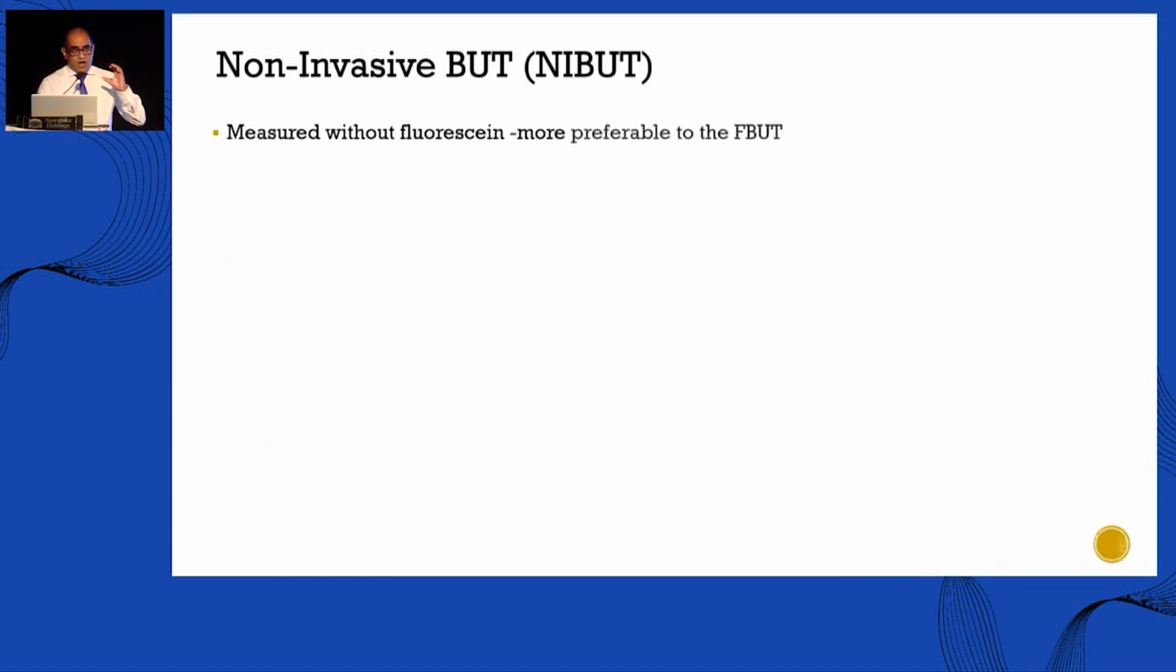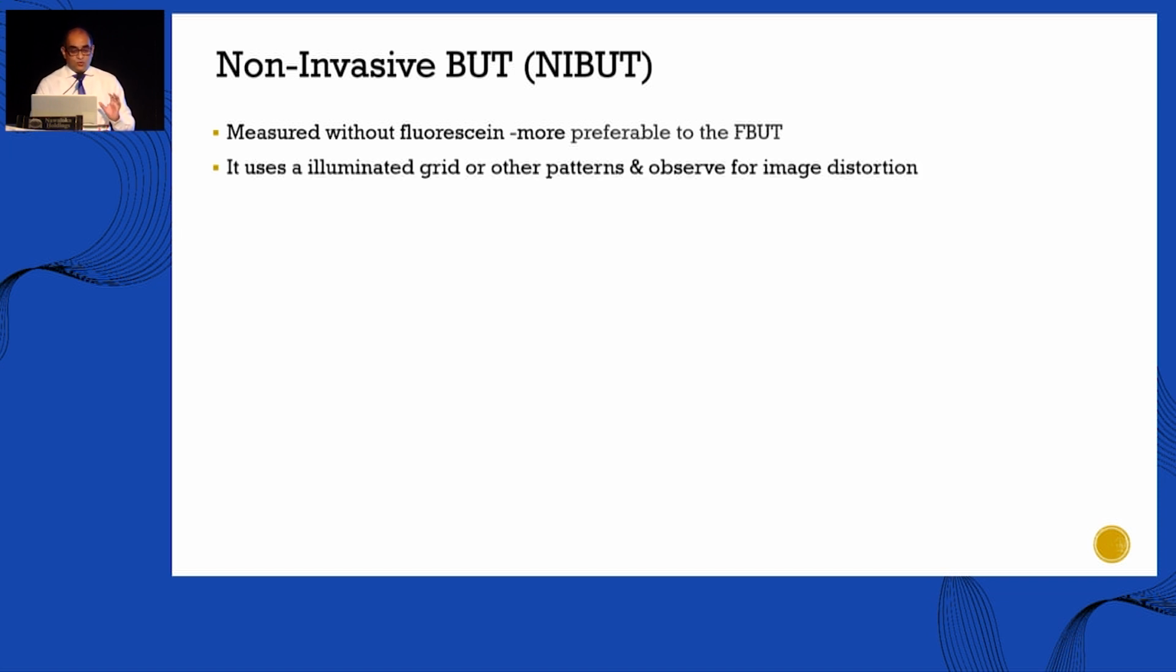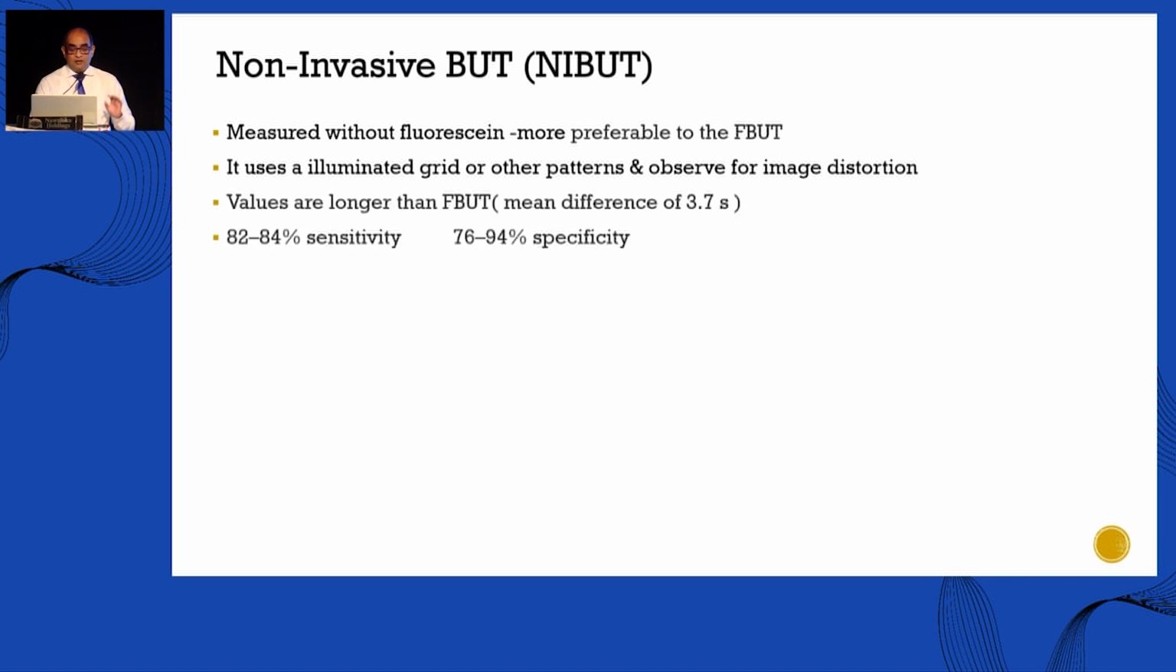And people are now going more towards non-invasive tear film breakup time measurement, which is without fluorescein and is more preferable. It uses an illuminated grid over the cornea, over the tear film, and the patterns are observed, and when the image distortion starts, then we take that as the breakup time. It has more sensitivity and specificity.